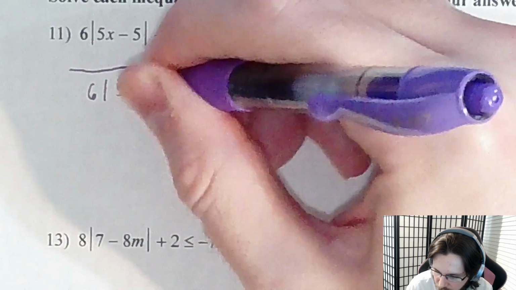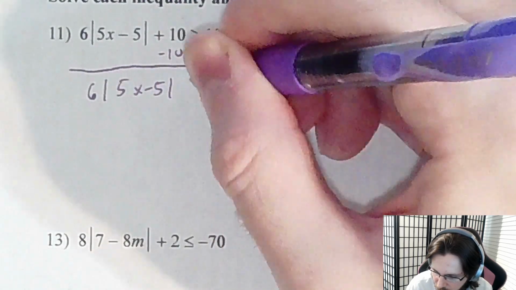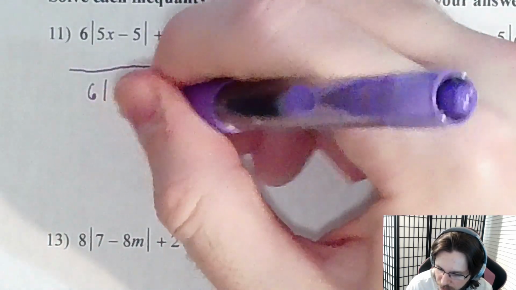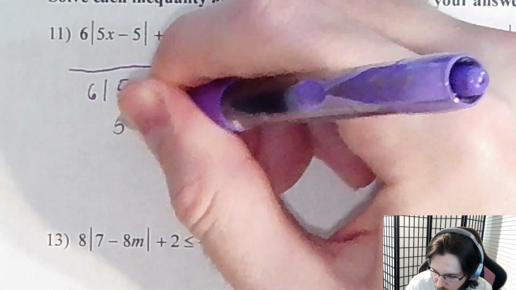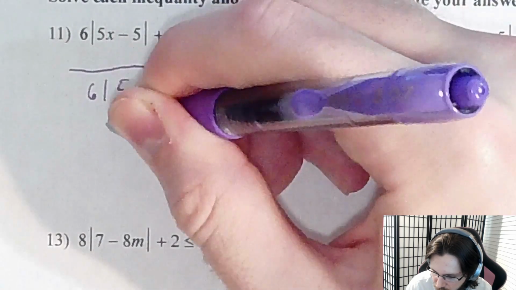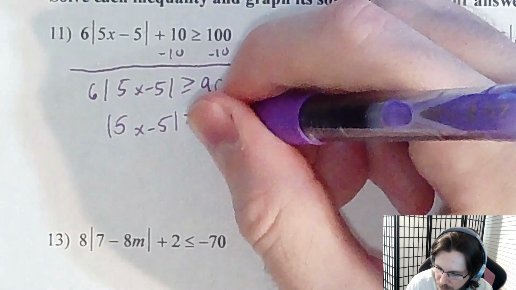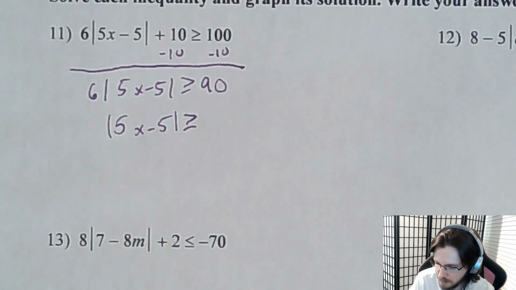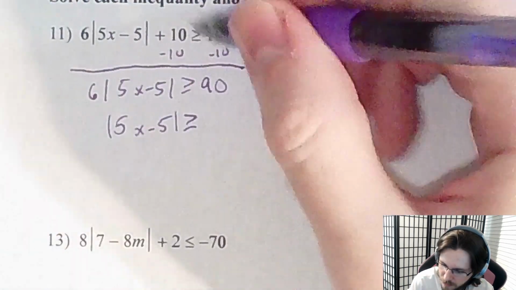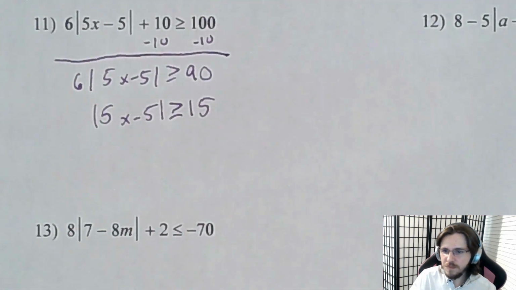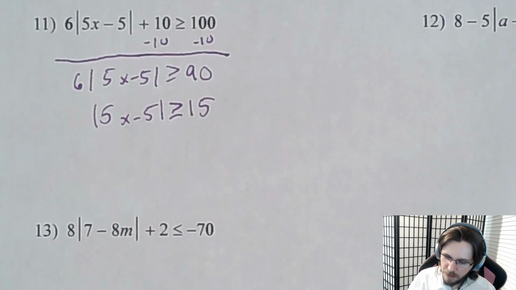6 absolute value, 5x minus 5 greater than or equal to 90. Divide both sides by 6. I'm not going to show that division by 6 because I don't have enough room to solve this problem; I didn't put enough room on the paper. I might have to put the other ones on a separate sheet of paper or something. Dividing both sides by 6 gives you 15. Split this problem into 2.